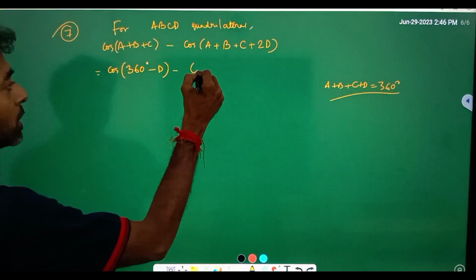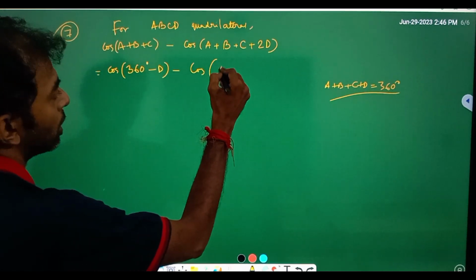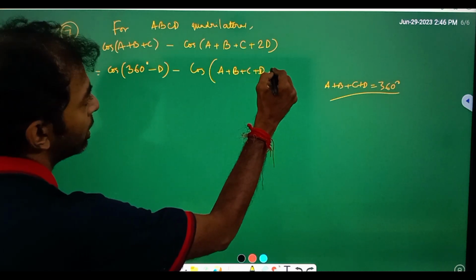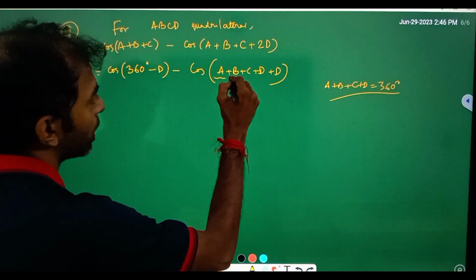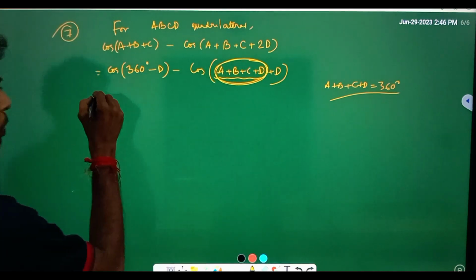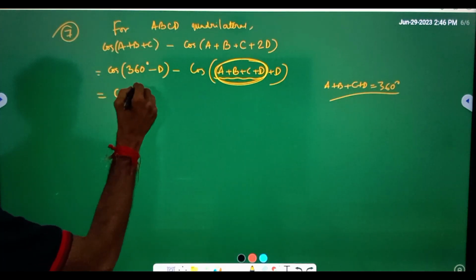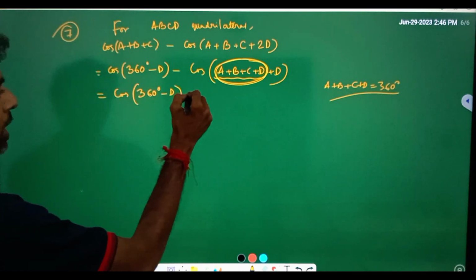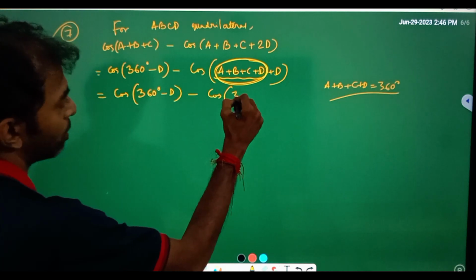And that part is going to be A plus B plus C plus D plus D, right? So if A plus B plus C plus D is 360 degrees, what will be the position here? The result will be cos of 360 minus D minus cos of 360 plus D.